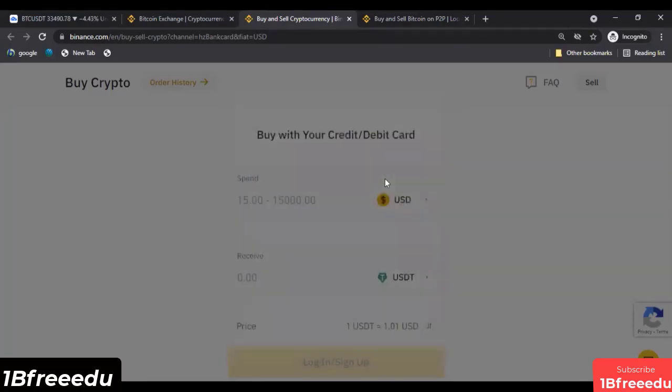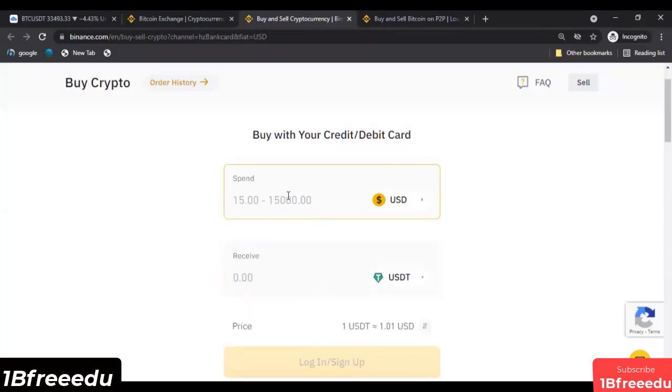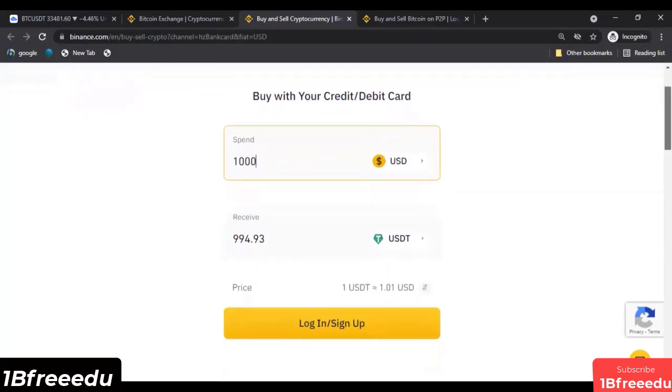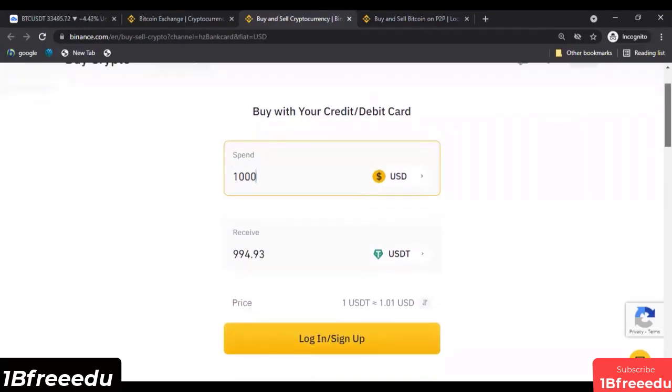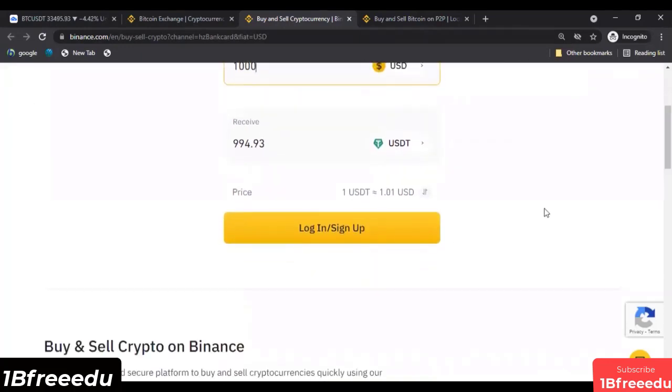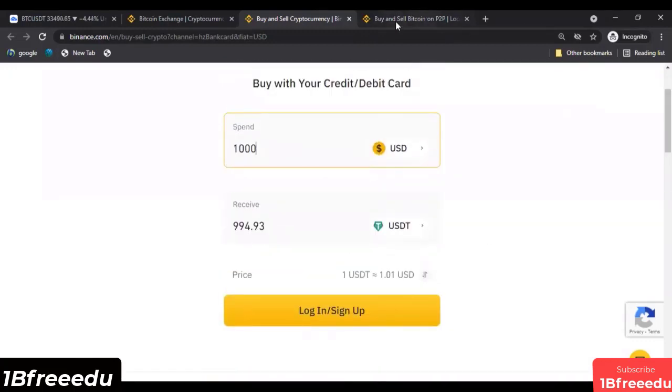Once we click here, they will show you the amount. For example, if you're buying for $1,000, it will say that you will get 994 USDT, and there have been some fees in the meanwhile. The account is not logged in here, but when your account is logged in, it will ask you for other details.